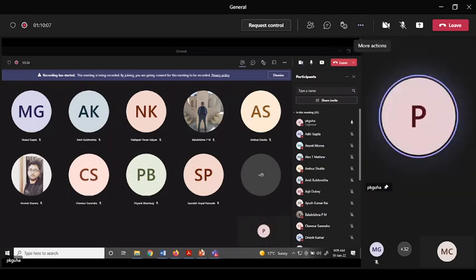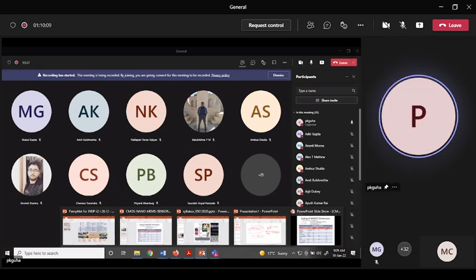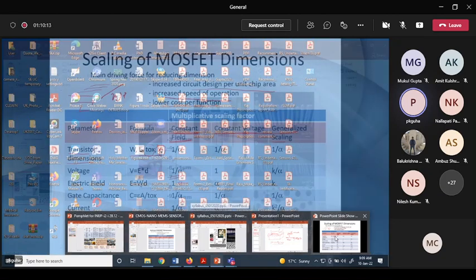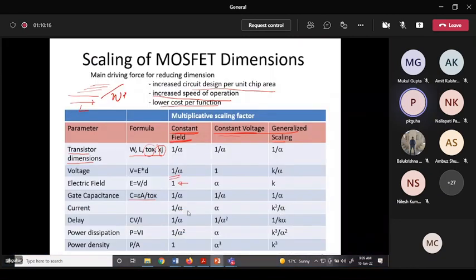In the book they have shown how these parameters like gate oxide, gate capacitance, current, delay, and so forth scale. They have done some small mathematical calculations. They are very easy, but we will do it in the class just to see whether whatever I have written here is correct or not.